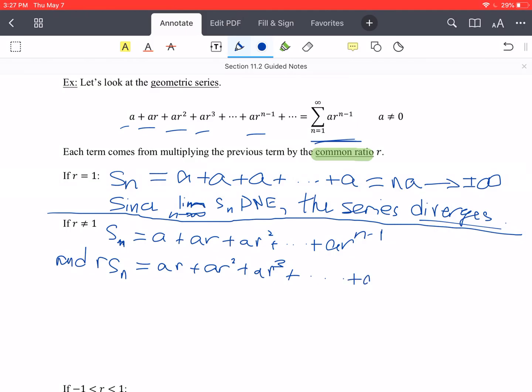Okay, plus ar^(n-1) plus ar^n, right? Because we got one additional term being multiplied in there. So what we're going to do with these, and the reason we're doing this, is we can use these to develop a formula. So we're going to subtract.